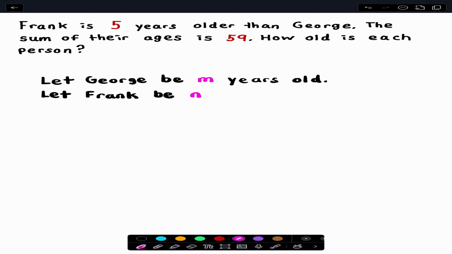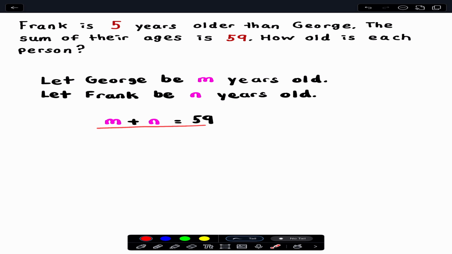Let's say Frank is N years old. And we can quickly write out an equation involving the sum of their ages because we know M plus N equals 59. Now this doesn't seem like enough information to solve the problem because we have 2 variables and only 1 equation.